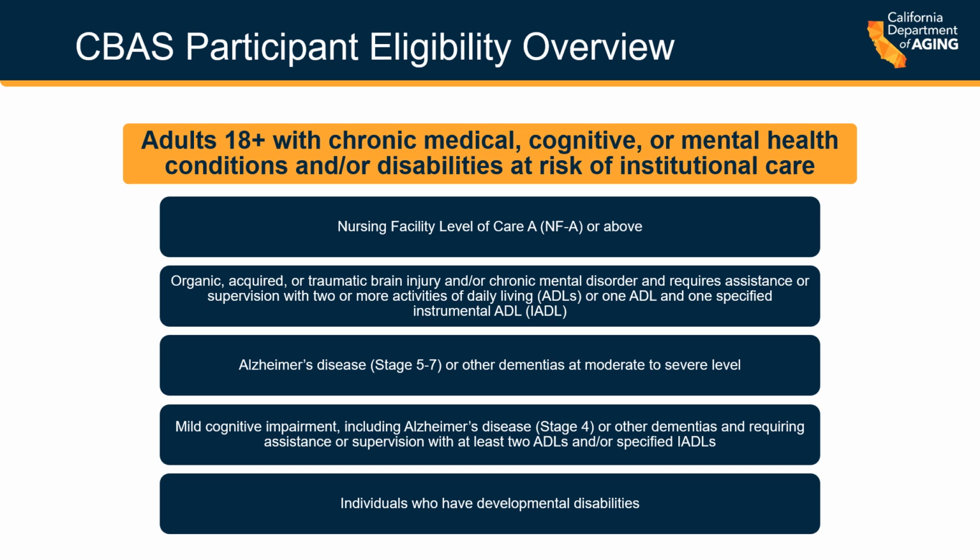Participants who have Alzheimer's disease, stages 5 through 7, or other dementias at moderate to severe level. Participants who have mild cognitive impairment, including Alzheimer's disease, stage 4, or other dementias and requiring assistance or supervision with at least 2 ADLs and/or specified IADLs. Participants or individuals who have developmental disabilities.